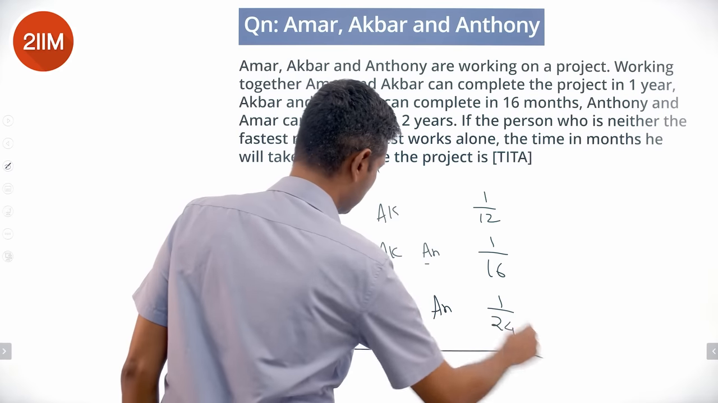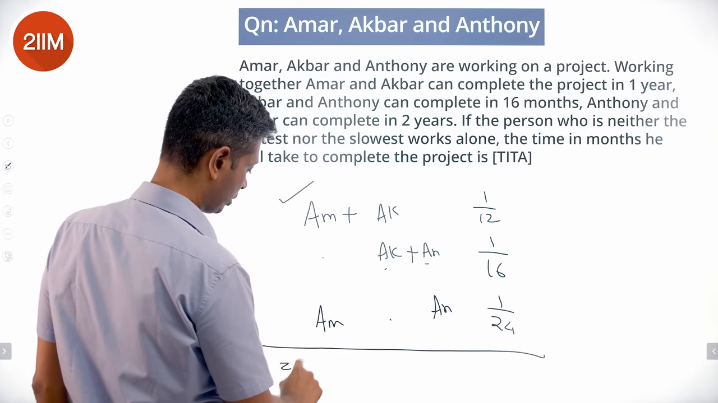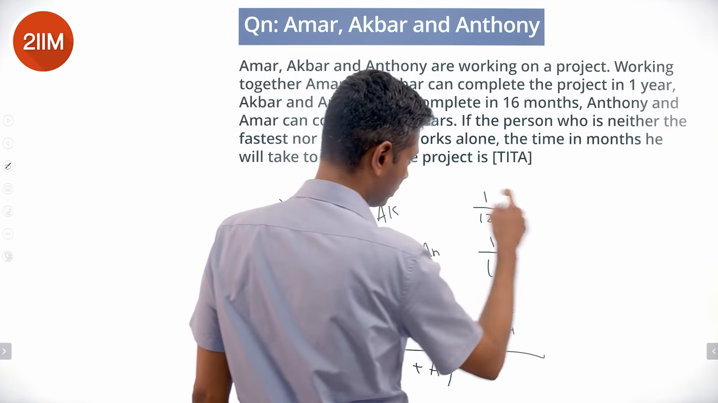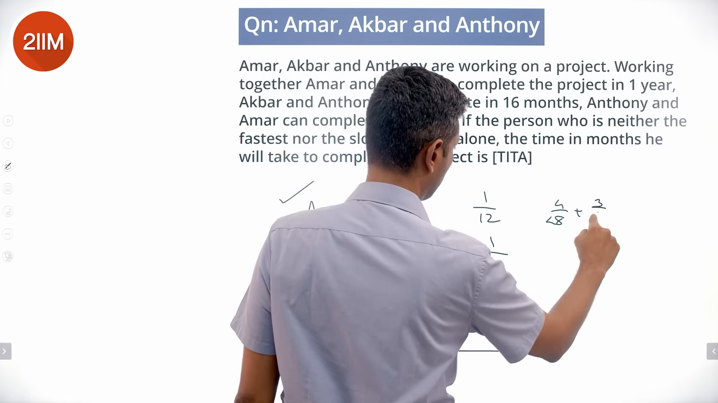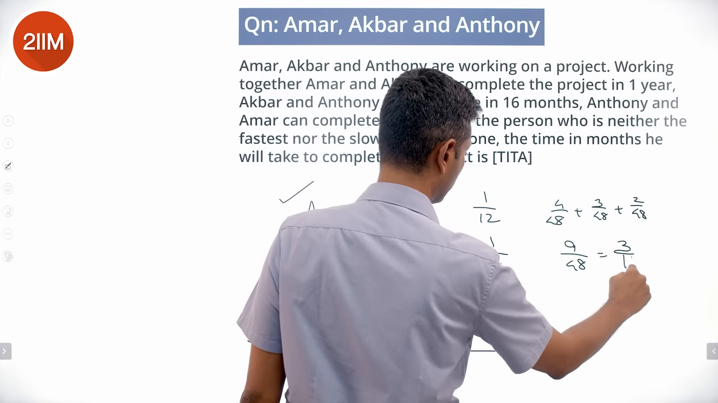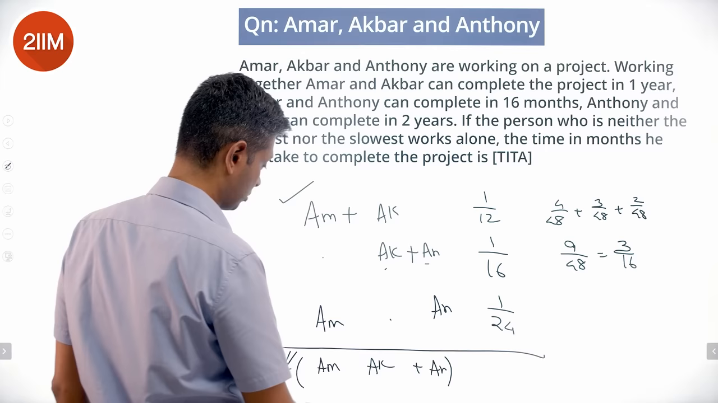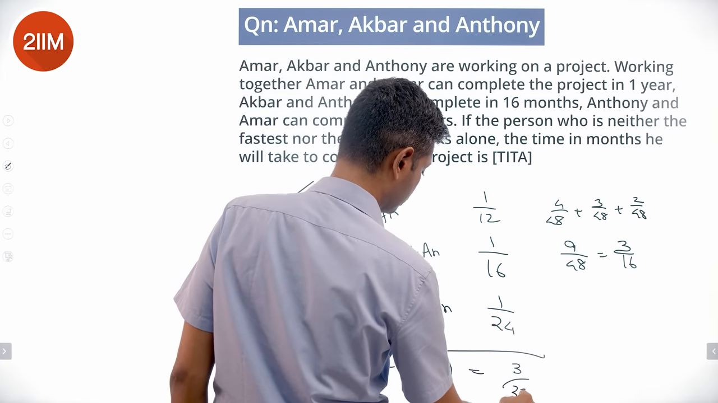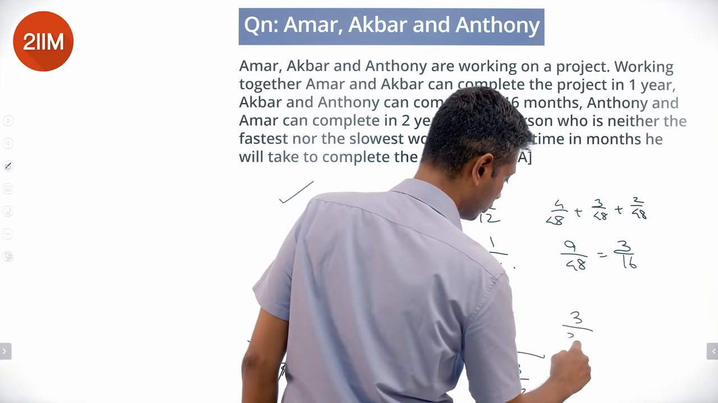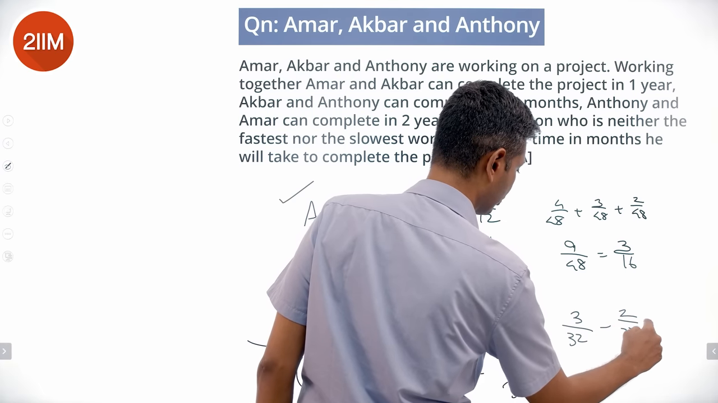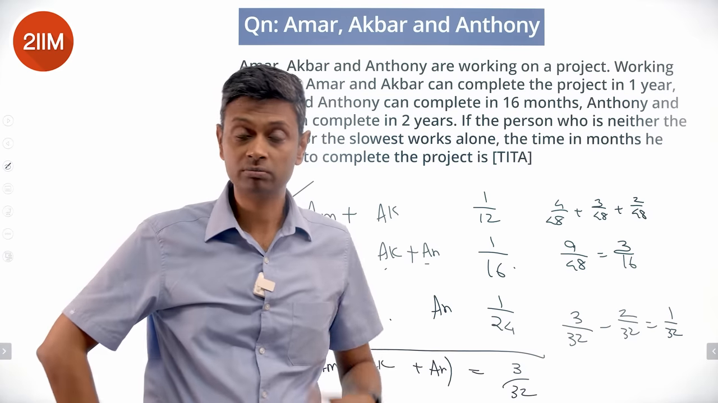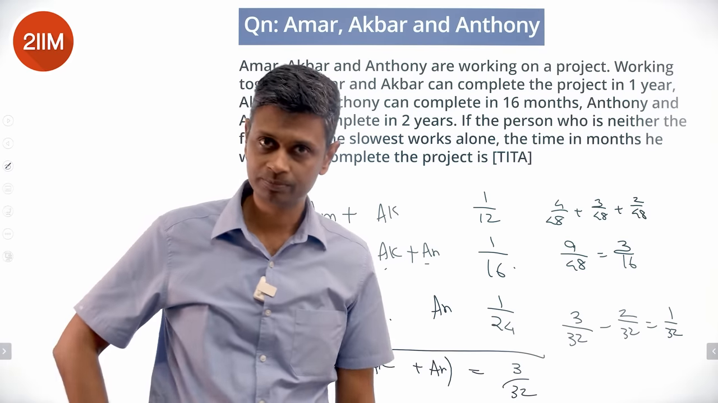Okay. Amar plus Akbar is this. Add all three up: 2 times Amar plus Akbar plus Anthony. The LCM is 48. 4 by 48 plus 3 by 48 plus 2 by 48. Just 9 by 48, which is 3 by 16. Just twice of this, so Amar plus Akbar plus Anthony is 3 by 32. We want to find Amar from this. Subtract this. We are through. From 3 by 32, subtract 1 by 16 or 2 by 32. We'll get 1 by 32. Or Amar's 1 by 32, or Amar alone working will take 32 months, 2 years and 8 months.